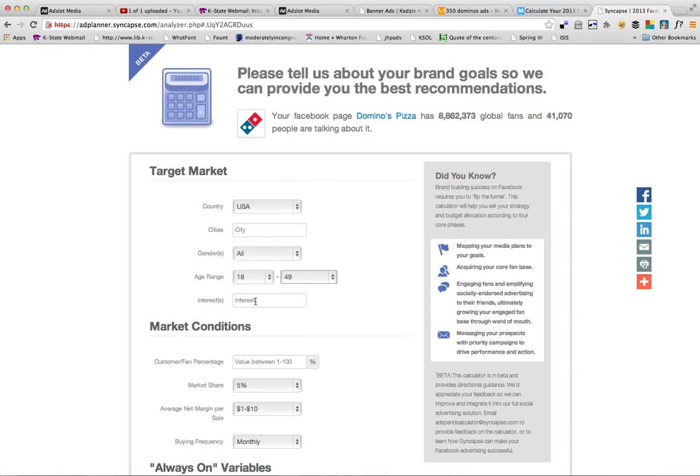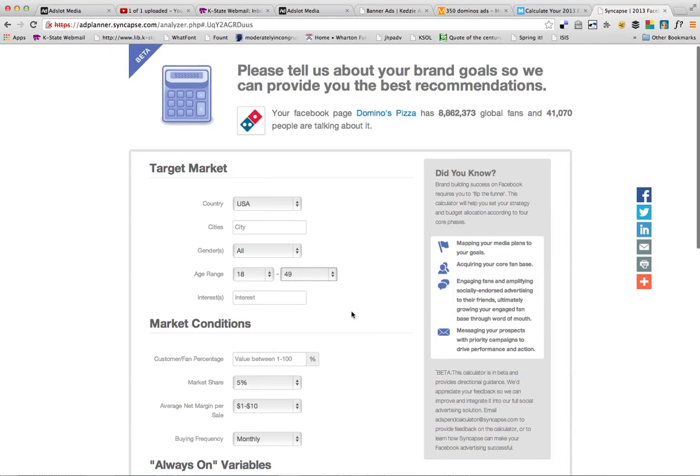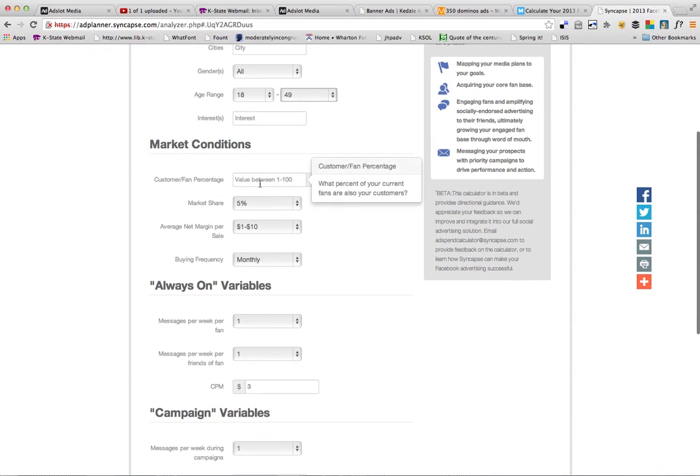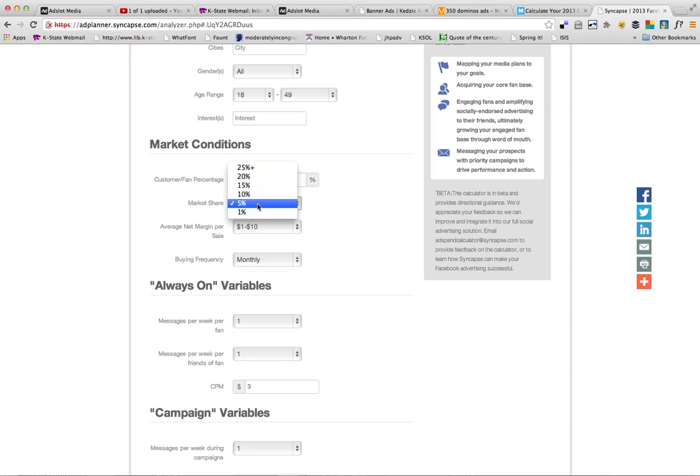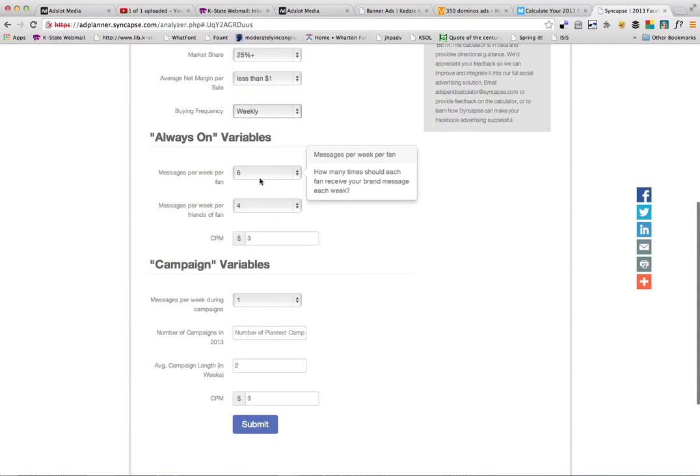The interest area by you typing in movies, sports, food, or something like that will drill you down to a smaller audience, and you normally get a better buy when you can end up doing that. Customer fan percentage. Well, let's just say that we've got a 50% customer, 50% of our customers are also fans, that we own, let's say a 25% market share. We normally make, let's just say less than $1 per sale. And they normally buy a pizza, let's just say once a week. I'll leave a lot of these as defaults.